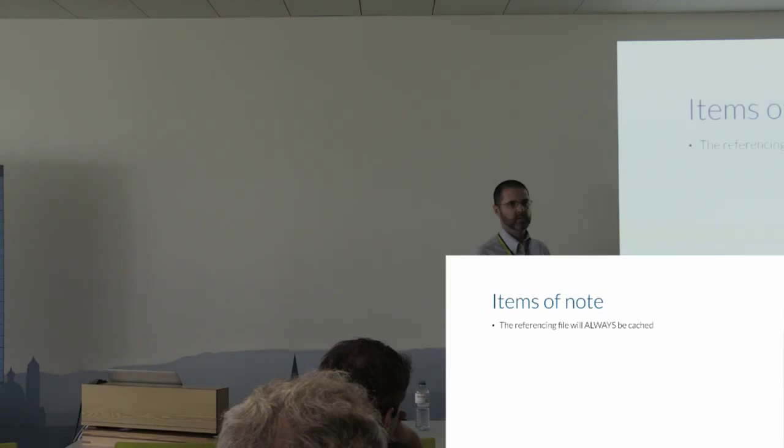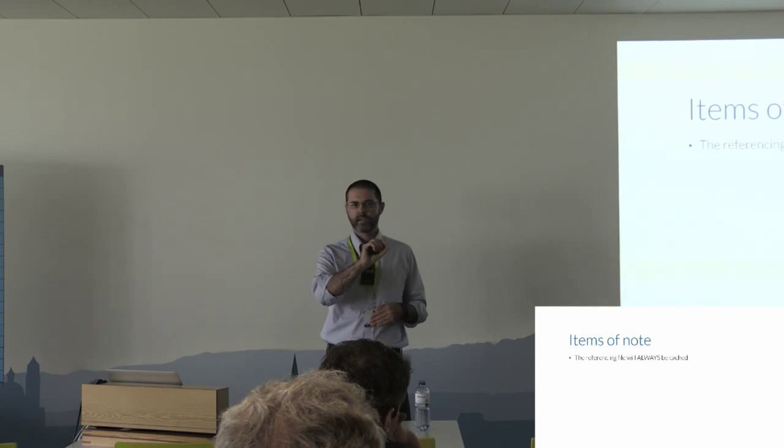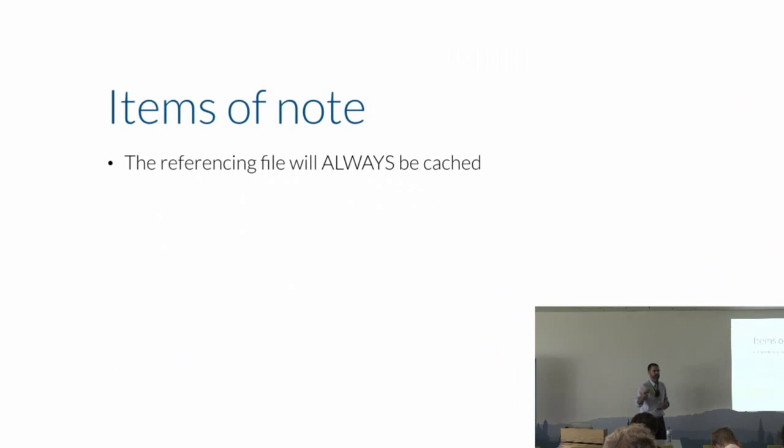So some items of note: the referencing file will always be cached. So you have your index file or whatever that has the link to the app cache file. You don't have to list it because it's automatically going to be cached by app cache. And in fact, you can't even put that file in the network section and tell it not to cache it, because it will just ignore it and cache it anyway.